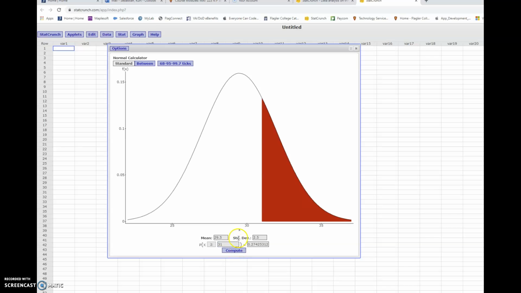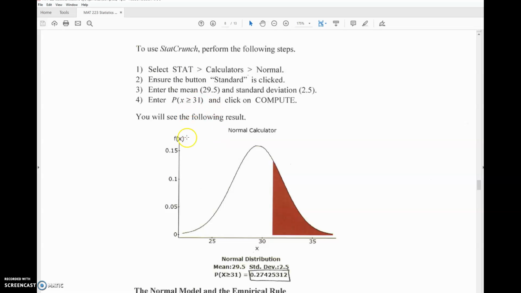Hit compute. That's very similar to the picture we drew, and we can see then that the probability that a randomly selected harbor seal pup, selected from the population of harbor seals, to be greater than 31 inches is about 0.27425312. And that's exactly what I cut and pasted into your notes right here. So it's about a 27.4% chance.